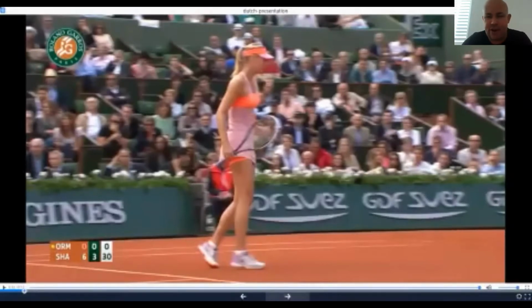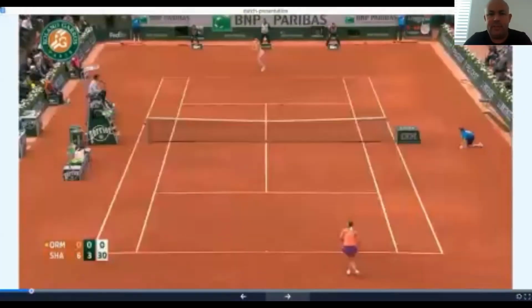I don't like that phrase, finish the point. I prefer to say attack, attack, attack. Because if you finish the point, then you have to expect that it's over. And often it's not over. Often you need 1, 2, 3, 4 attacking shots in a row. And aggressive baseliners have the mentality that they attack, attack, attack. And that's something you have to develop at a young age.